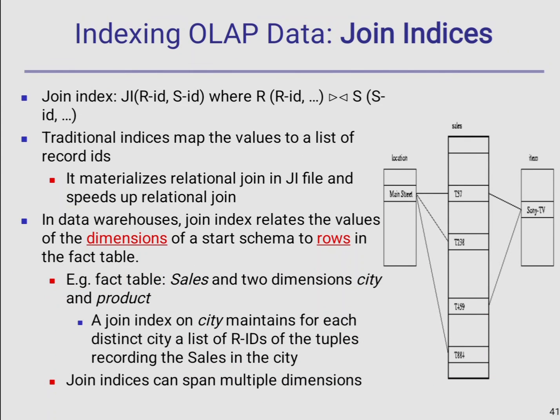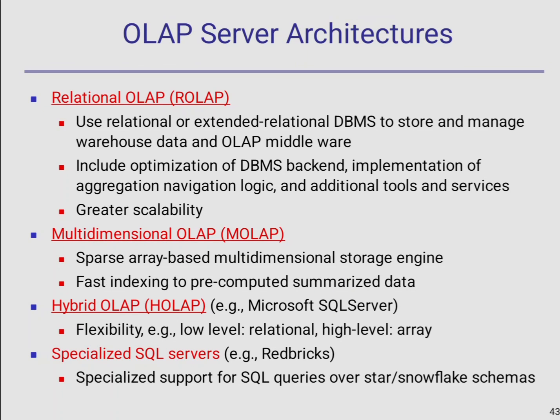Join indexes are very similar to the join operation in DBMS, where we join tables based on primary key and foreign key. Here in the join index we have RID and SID; RID may be the primary key and SID may be the foreign key. The traditional index maps values to a list of record IDs. It materializes the relational join in a JI file and speeds up the relational join, so join operations speed up access. That we have already studied in DBMS. In the data warehouse, the join index relates the values of the dimensions of the star schema to rows in the fact table, for example a fact table sales and two dimensions, city and product.